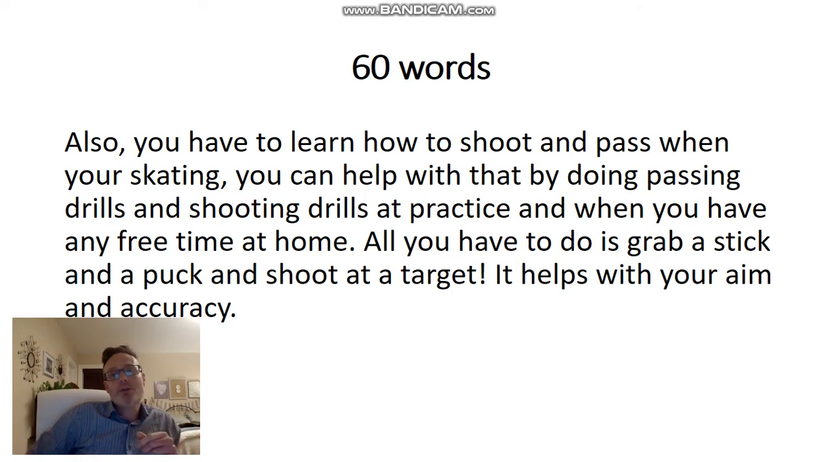Also, you have to learn how to shoot and pass when you're skating. You can help with that by doing passing drills and shooting drills at practice, and when you have any free time at home. All you have to do is grab a stick and puck and shoot at a target. It helps with your aim and accuracy. This student had some good ideas about improving at hockey.